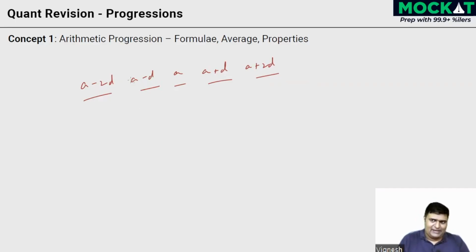It could also be handy where they might give me the product of the first and last, or the product of the second and third. I mean, second and fourth, right? I get A square minus D square. I get A square minus 4D square, right? I still work with two variables in these scenarios. Okay, so that's about it when it comes to a small number of terms.